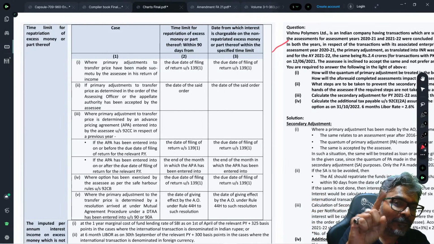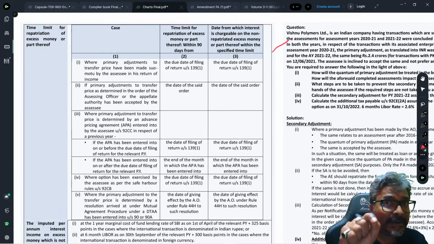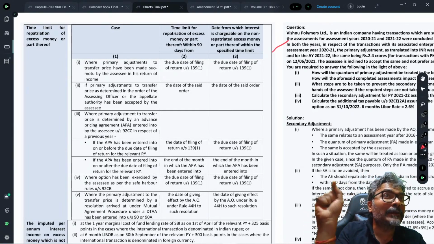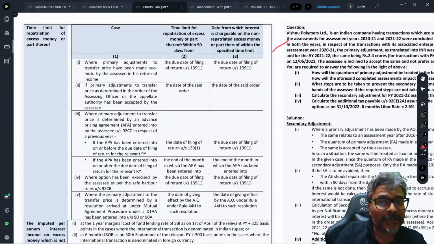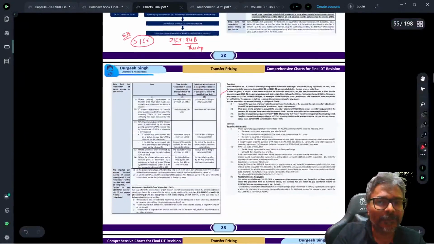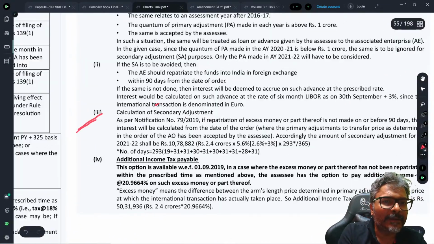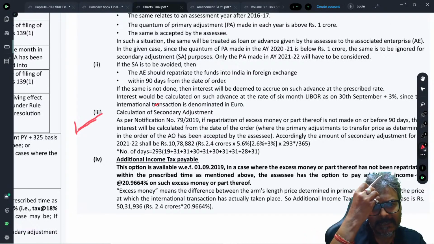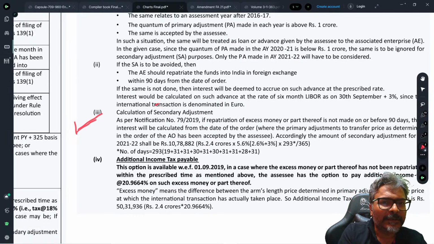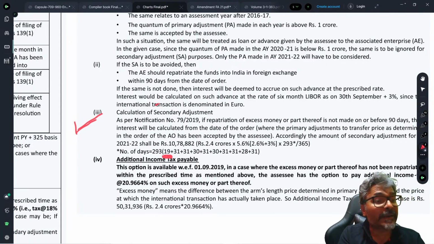Now students, be very careful. When I say from the relevant date, it means that the relevant date also needs to be considered in your calculation. You have to be extremely careful about that calculation, because this is where the ICAI is going to ask you questions in the exam. In this question, Vishnu Polymers, when you start calculating the interest from the relevant date, in that calculation you will also take into account the relevant date as well. I hope all of you are clear with this one.